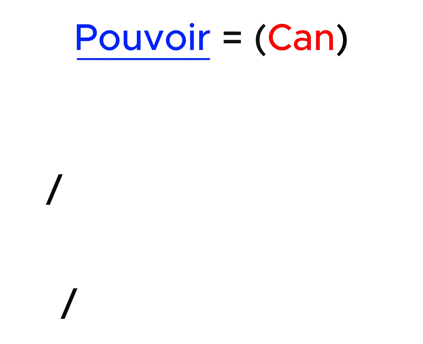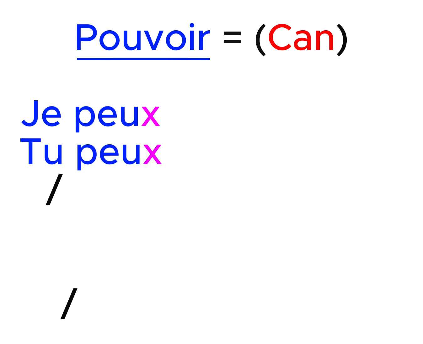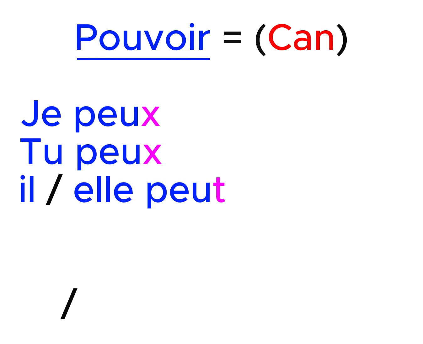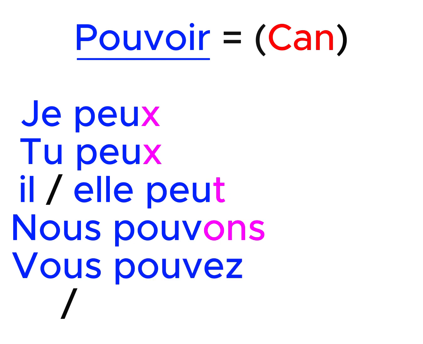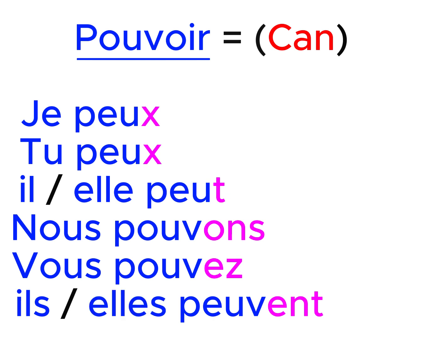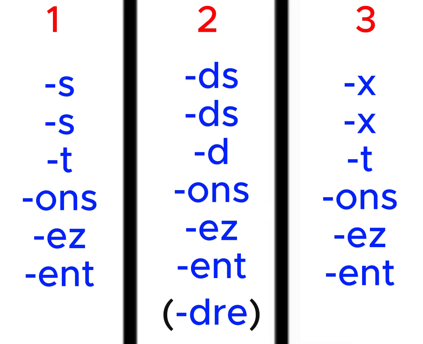Let's continue with the same logic for the verb pouvoir, to can. Pay attention to the structure. Je peux. Tu peux. Il peut. Elle peut. Nous pouvons. Vous pouvez. Ils peuvent. Elles peuvent.